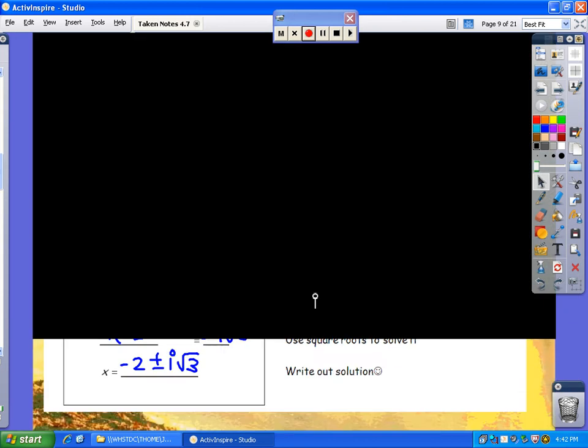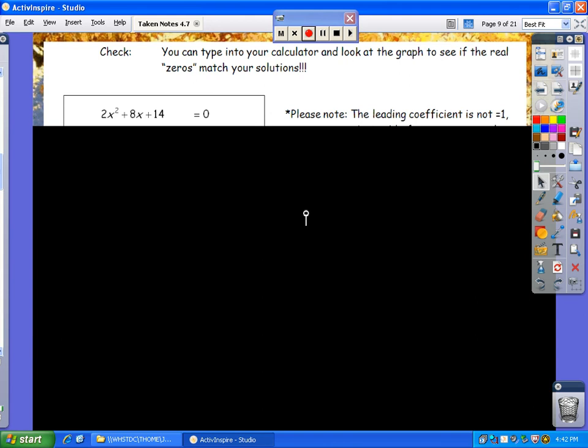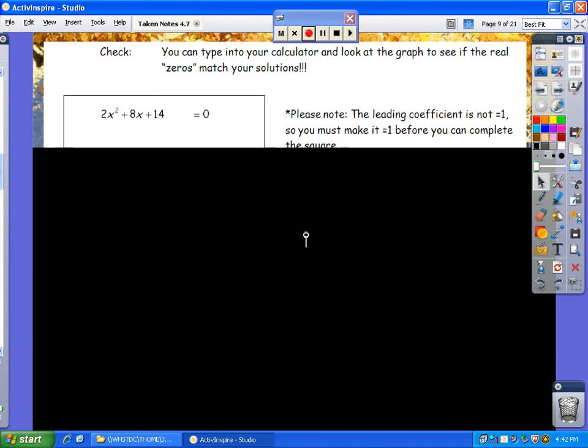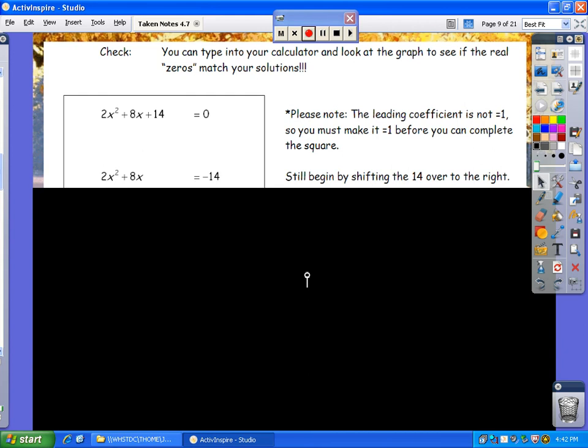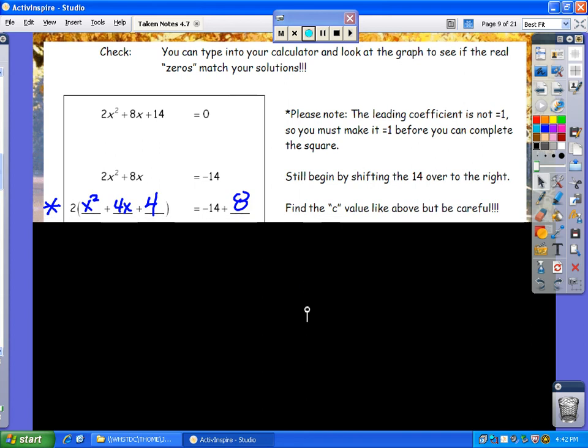All right, let's start off with our original question. Here's our problem. It says the leading coefficient is not 1. So same way, we're going to move the 14. All right, because the lead coefficient is not 1, we're going to have to factor out that 2. So that's what this step is. So here's what I had. This was my original. All right, let's complete the square. Half of 4 is 2. 2 squared is 4. So we're going to add 4.